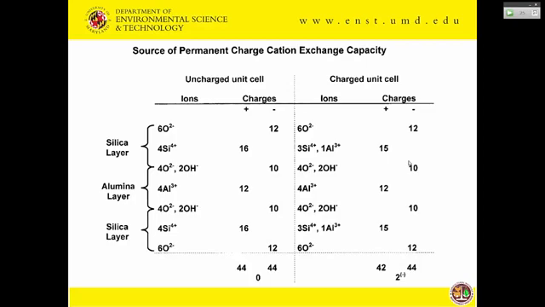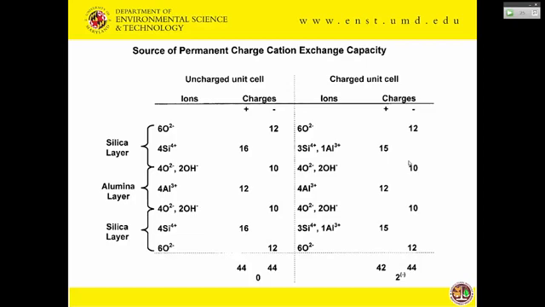Now, right now, if you look at these charges, 12, 16, 10, 12, 10, 16, 12. You've got 44 pluses and 44 minuses, so there's no net charge on that unit cell. So what can happen while these clays are forming? Remember, they're secondary minerals, all right?